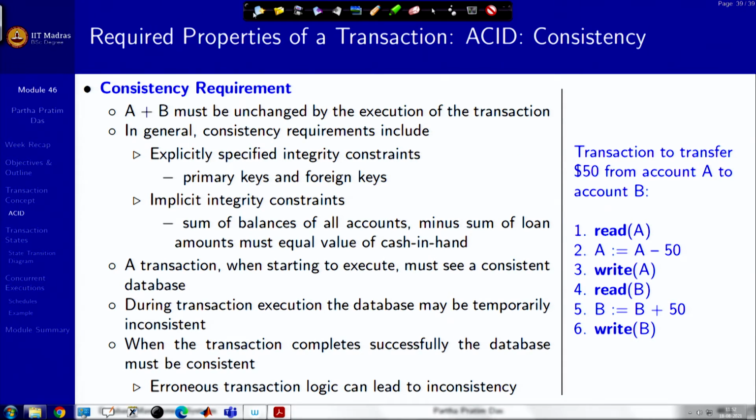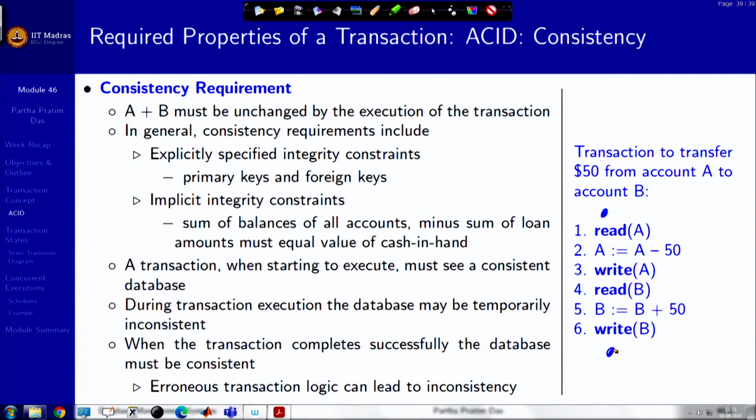Consistency talks about actually having the database in a consistent state. So, what is the consistency in this problem? $50 is being transferred from account A to account B. A is debited, B is credited. So, before the transaction, the value of A plus B must be the same after the transaction as well. The value of A plus B here and the value of A plus B here must be the same. So, this is an invariant. It cannot change. If it changes, then the database is not consistent.